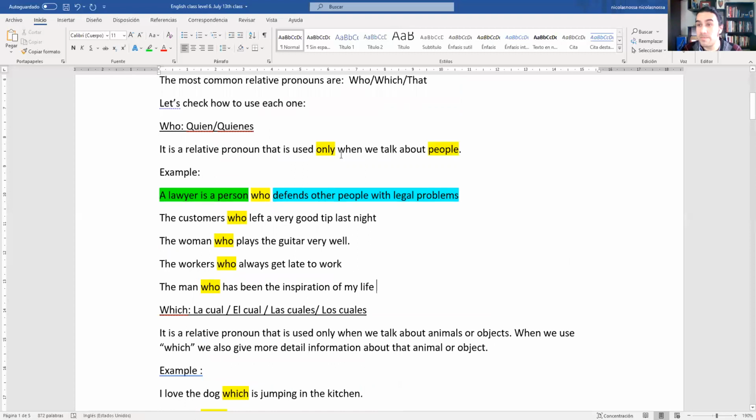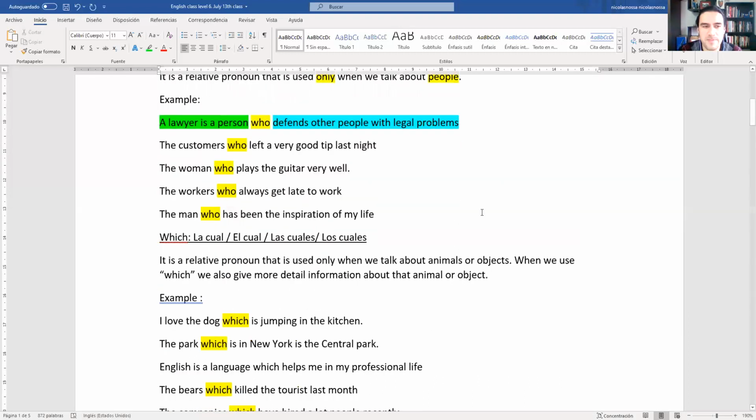So that is who, the relative pronoun who, which in Spanish is quién or quiénes, okay? So, we use it only for people to connect sentences. And in the sentence, I am describing a person, okay? In that moment, I use the relative pronoun who, okay?